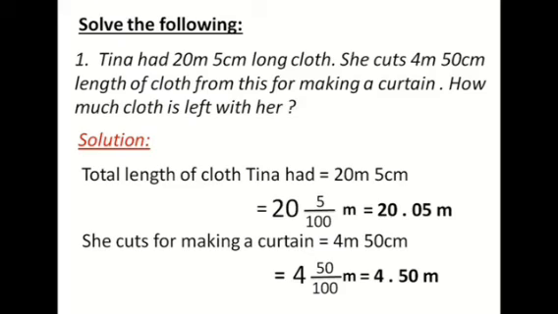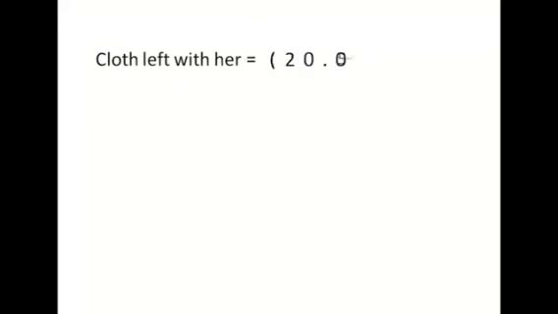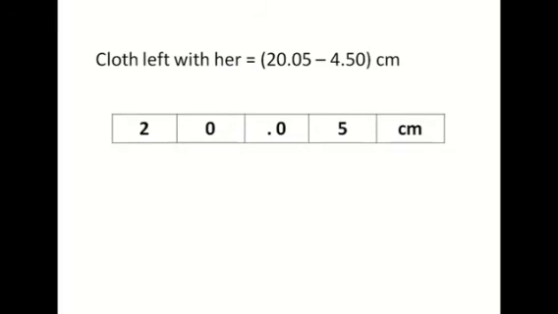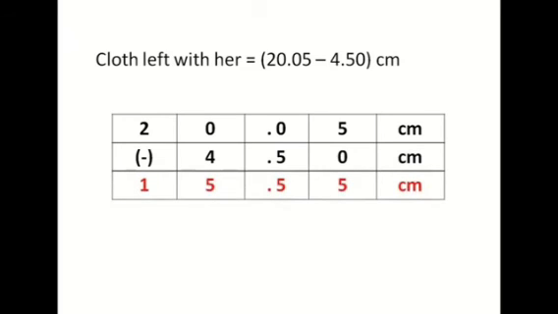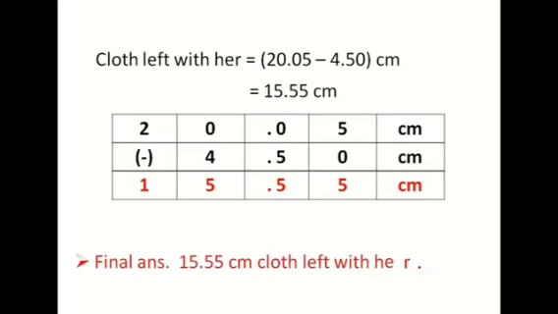Now we will do the subtraction. So the cloth left with her is 20.05 minus 4.50 meter. So what will we do? We will write in columns. 20.05, under that 4.50, and do the subtraction. So it is 15.55. So write down the final answer: 15.55 meter of cloth is left with her.